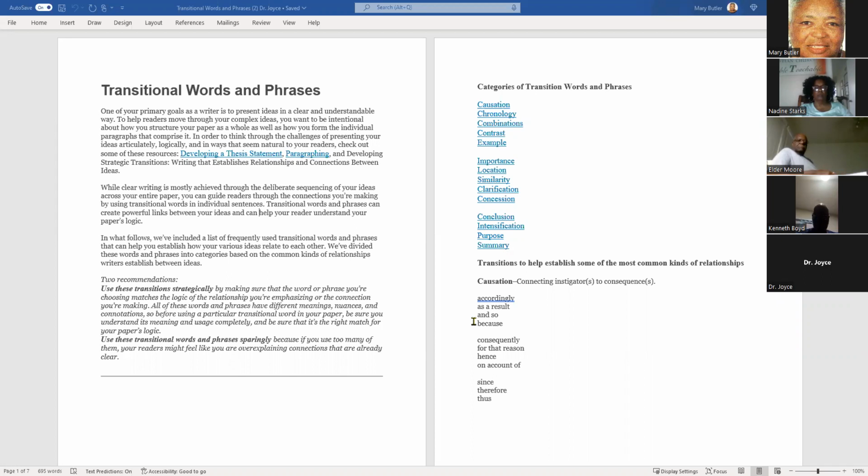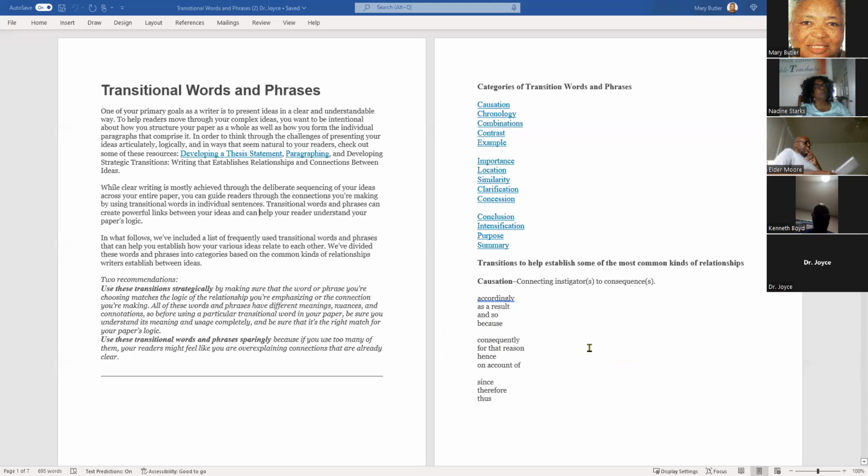Basically what it's showing there is that one of your primary goals as a writer is to present ideas in a clear and understandable way. To help readers move through your complex ideas, you want to be intentional about how you structure your paper as a whole, as well as how you form the individual paragraphs that comprise it. In order to think through the challenges of presenting your ideas articulately, logically, and in ways that seem natural to your readers, check out some of these resources.